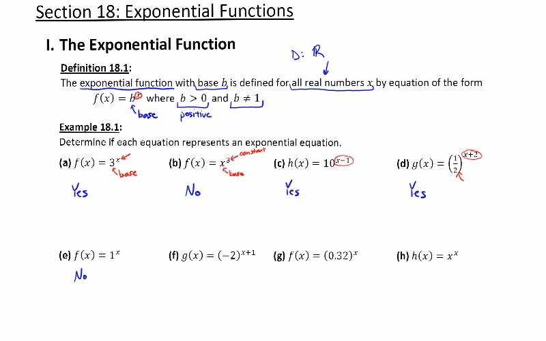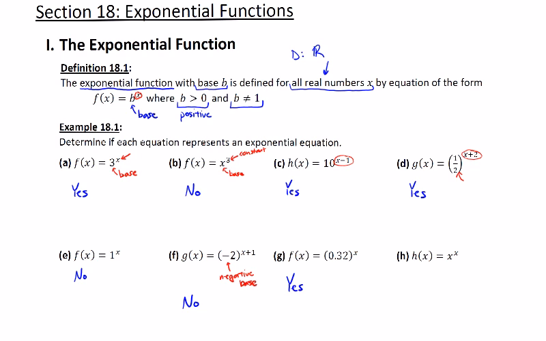Part F, we have g of x is equal to -2 raised to the x plus 1. So we definitely have a problem here with this being a negative base. And we're told in the definition that all of the bases have to be greater than 0. That doesn't work for us, so this is also not going to be exponential. Part G, we have f of x equals 0.32 raised to the x. I don't see any problems with this. 0.32 is positive, and it's not 1.